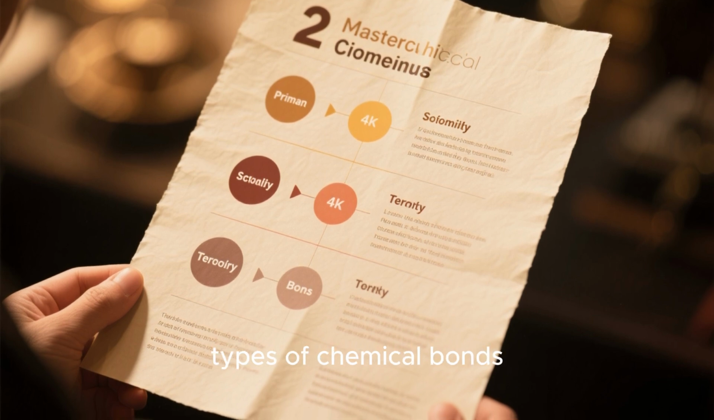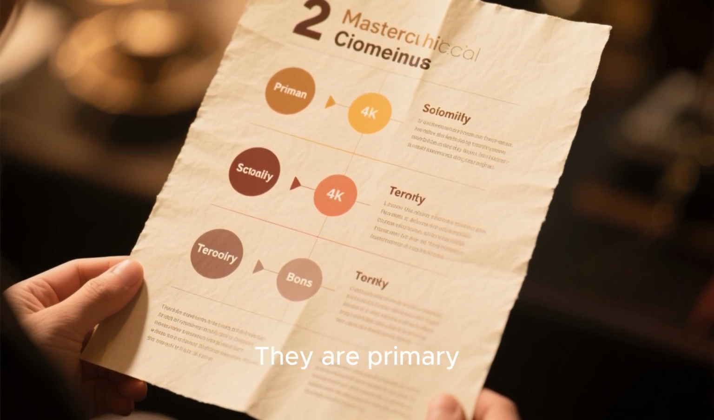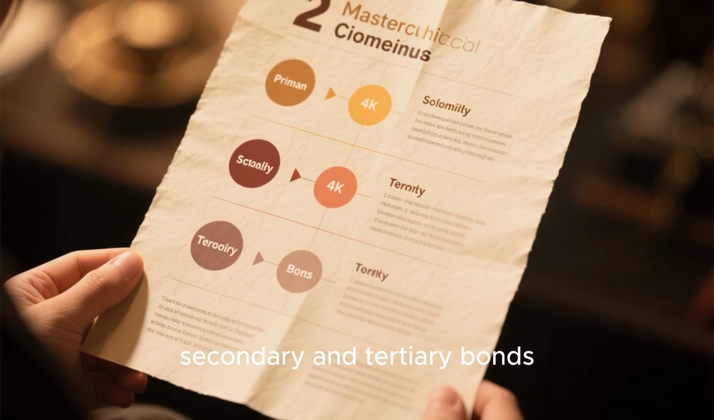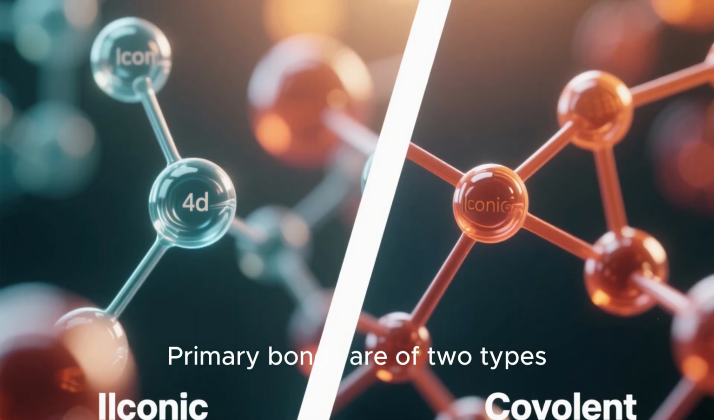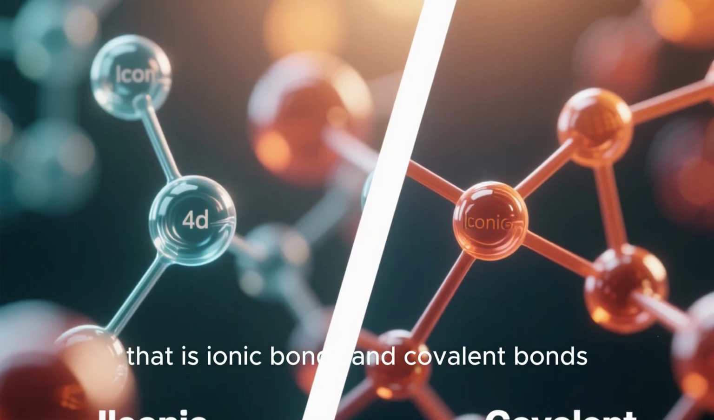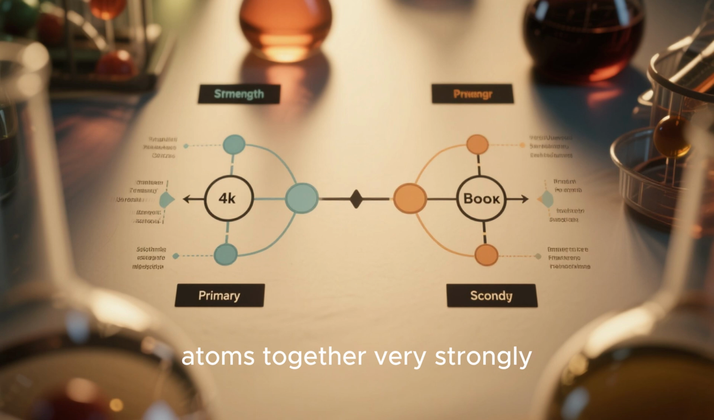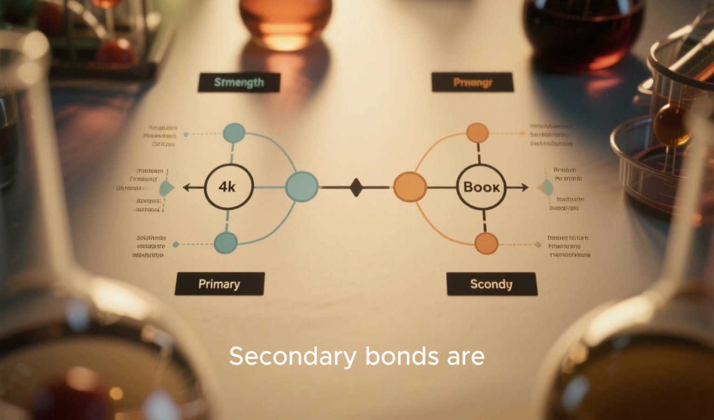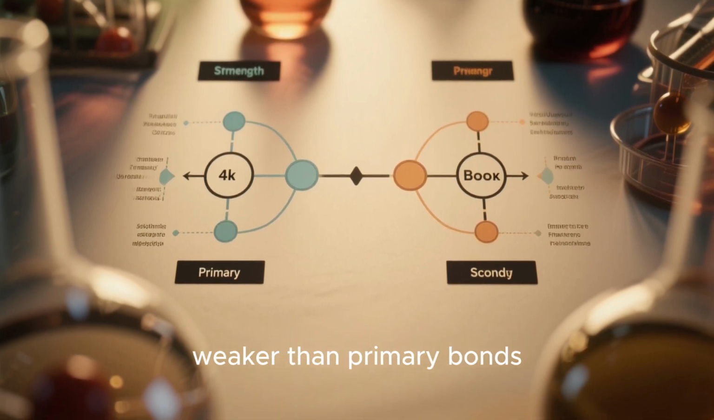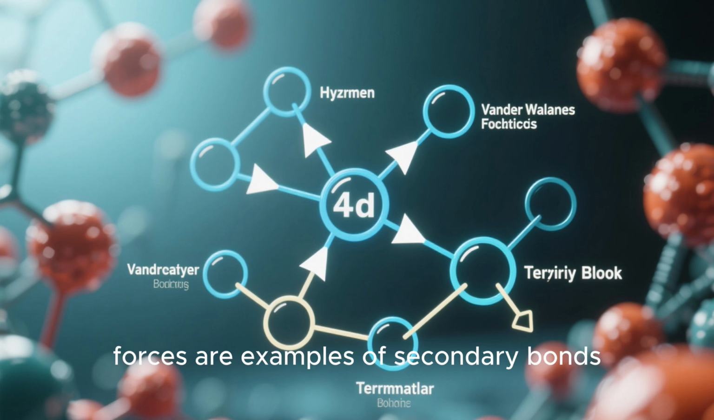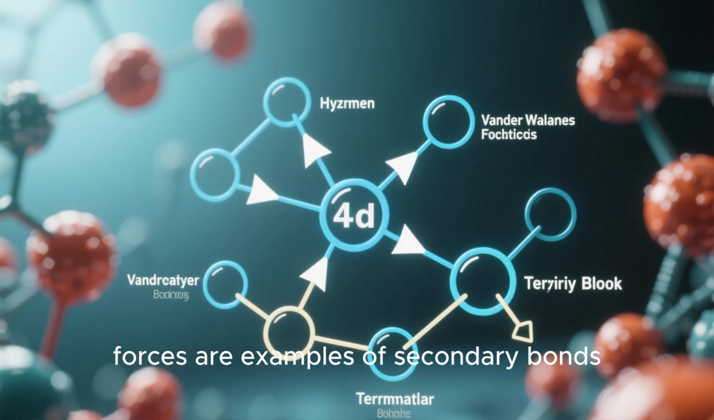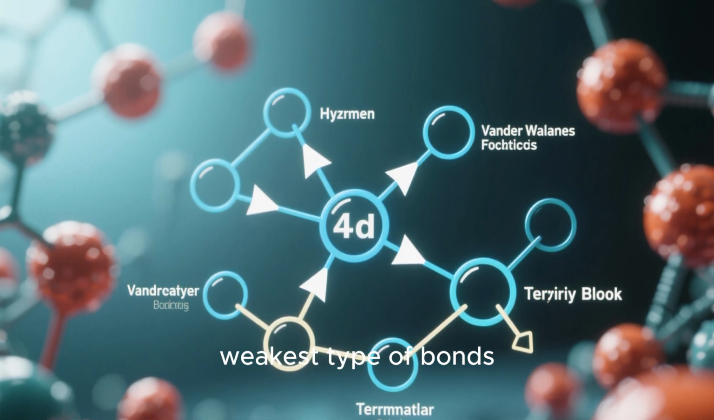There are mainly 3 types of chemical bonds. They are primary, secondary, and tertiary bonds. Primary bonds are of 2 types, that is ionic bonds and covalent bonds. These primary bonds hold the atoms together very strongly. Secondary bonds are weaker than primary bonds. Hydrogen bonds and van der Waals forces are examples of secondary bonds. Tertiary bonds are the weakest type of bonds.